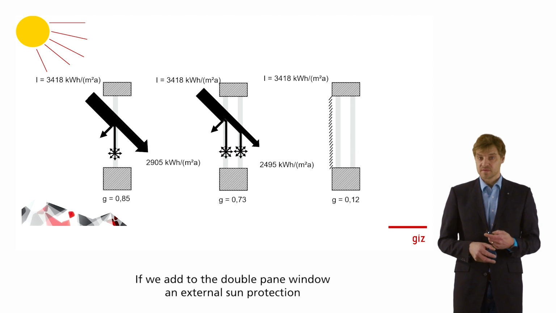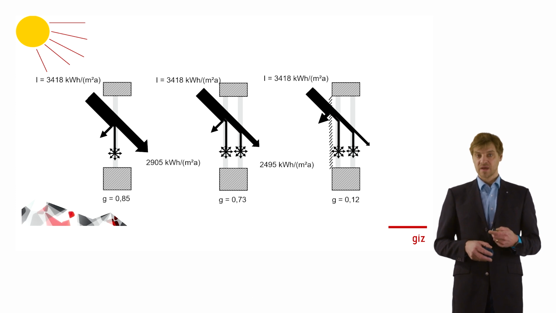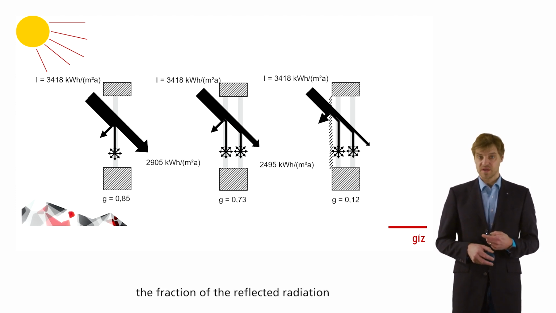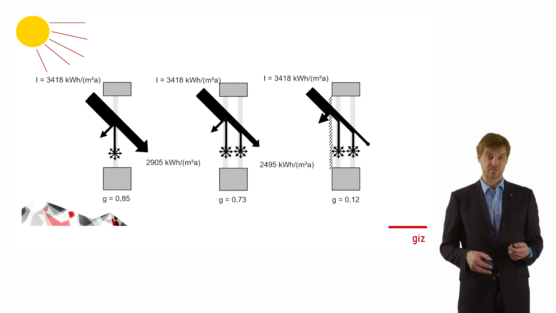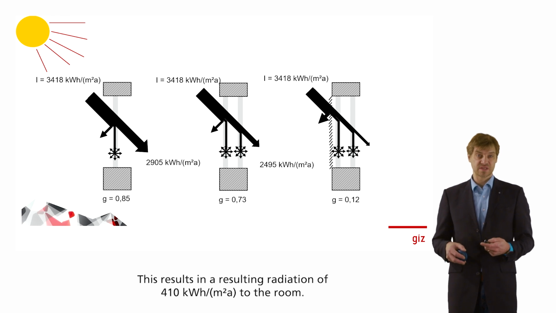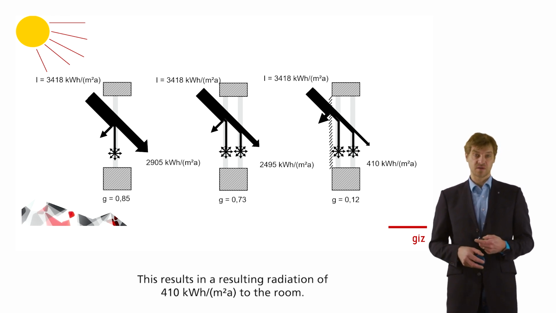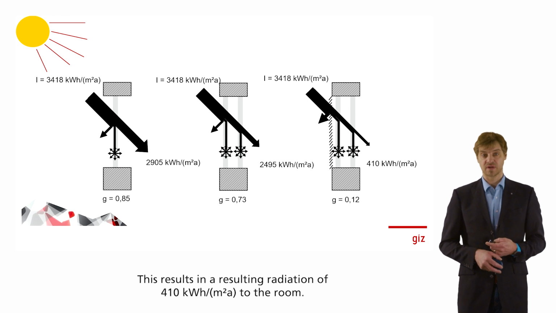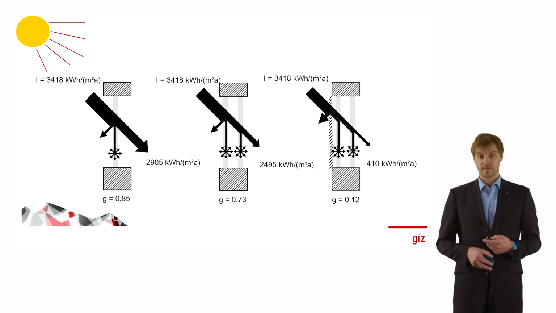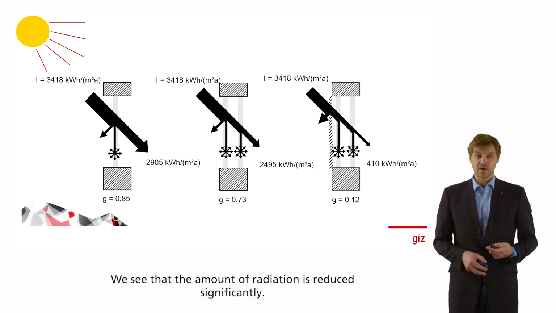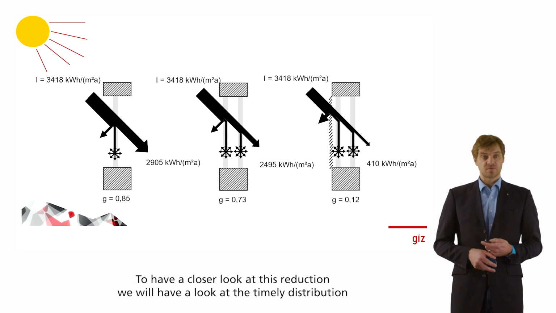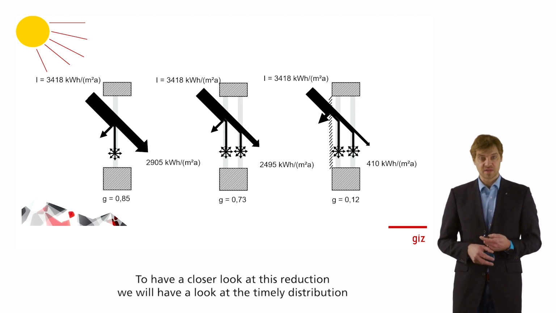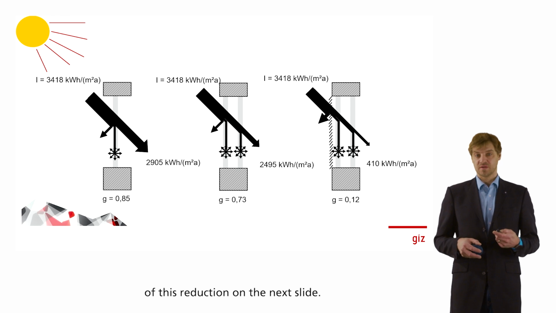If we add to the double pane window an external sun protection, the fraction of the reflected radiation is increased, which results in a G value of 0.12. This results in a resulting radiation of 410 kWh per square meter and year to the room. We see that the amount of radiation is reduced significantly. To have a closer look at the reduction, we will have a look at the timely distribution of the reduction on the next slide.